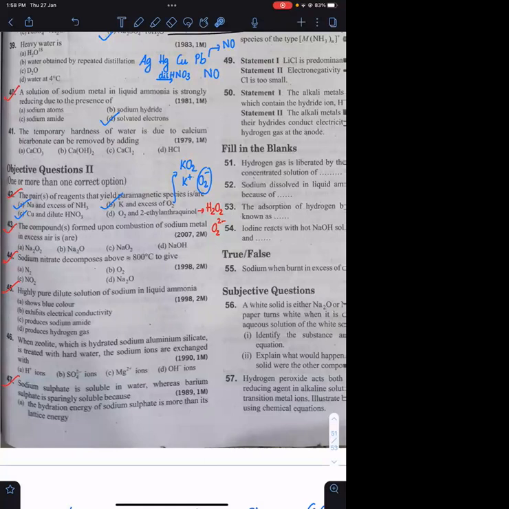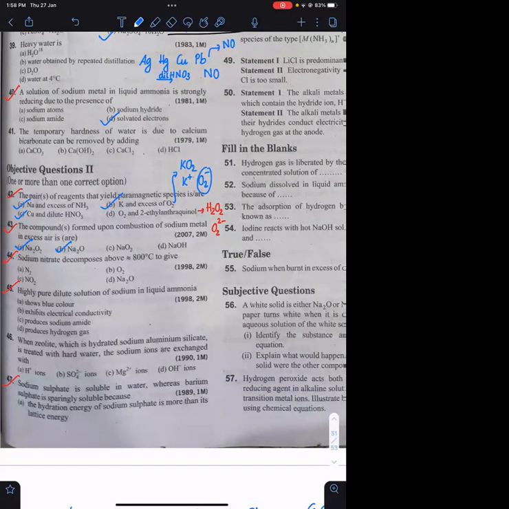The compounds formed upon combustion of sodium metal in excess of air and oxygen. A and B. An oxide as well as peroxide. Okay. So Na2O2 and Na2O. Can we get superoxide? No. No. No. ठीक है. ठीक है.